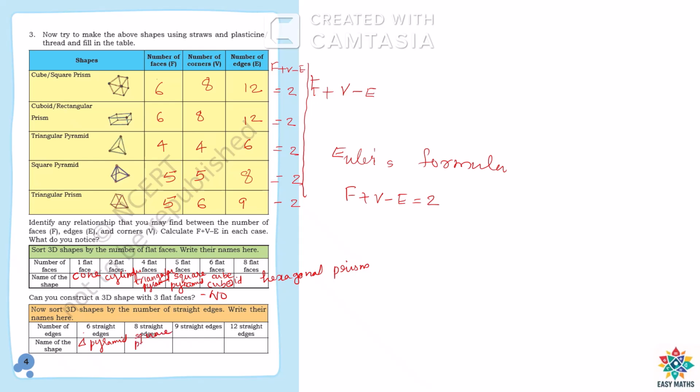Square pyramid and even rectangular pyramid also have nine straight edges. Nine straight edges are in a triangular prism as well. Triangular prism is having nine straight edges. 12 straight edges, that is cube and cuboid. Cube and cuboid both are having 12 straight edges.